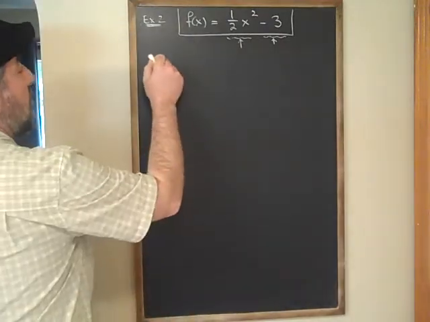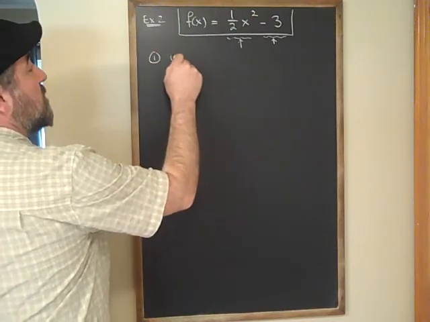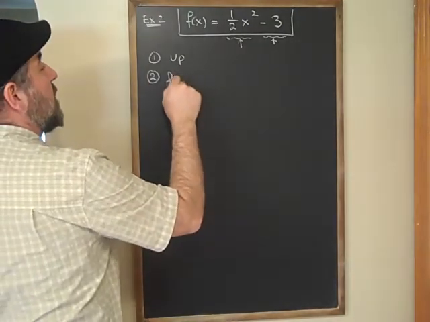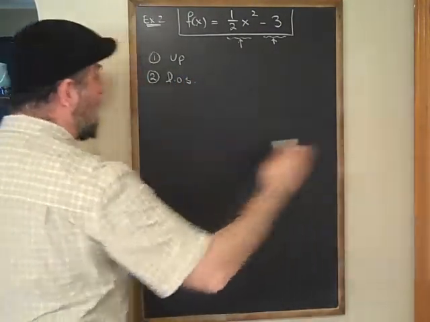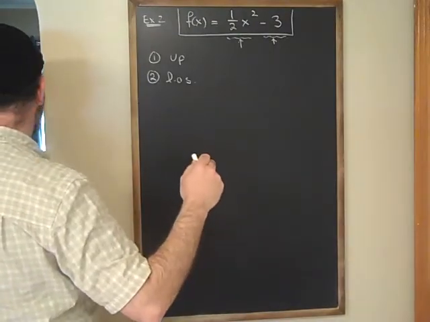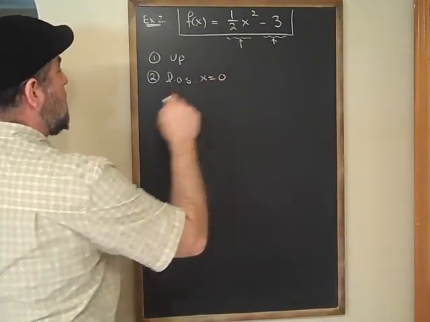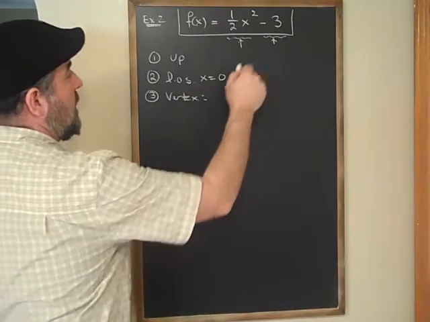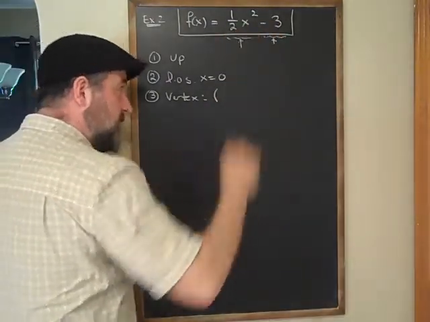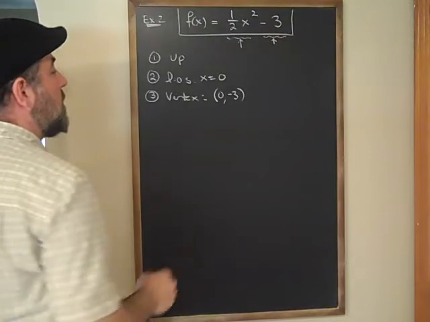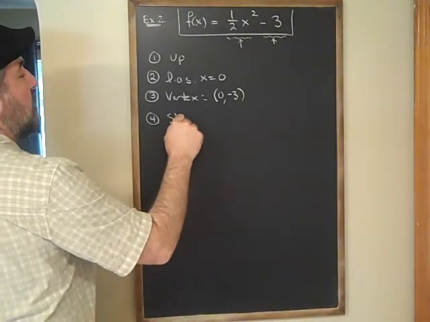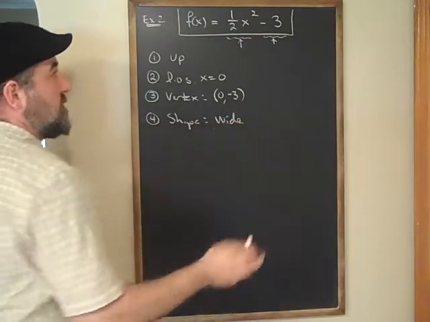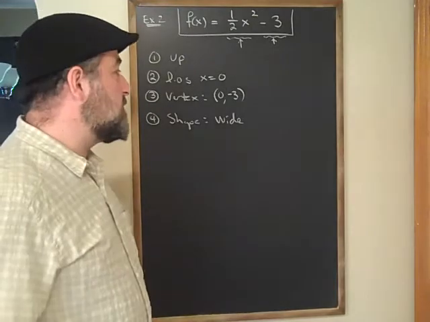So let's start listing out the properties we know. First, we know this one's going to open up because that's a positive 1/2. Second, we know the line of symmetry of this. This is not moved left or right. So we can see that the line of symmetry of this is going to be x equals 0. The vertex of this is going to be, since it's shifted down 3, 0, negative 3. Fourth, the shape of this is going to be wide. The reason it's wide is because that value of a is between 0 and 1.